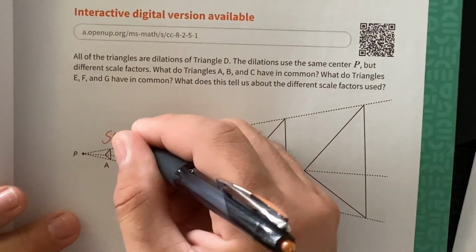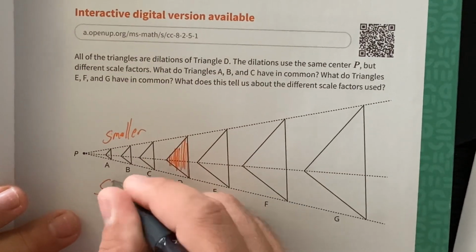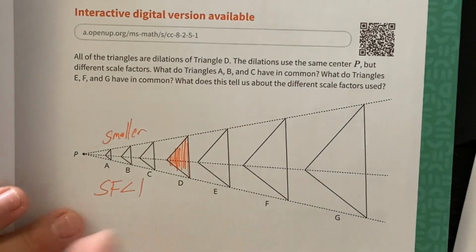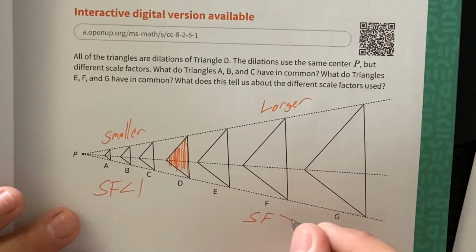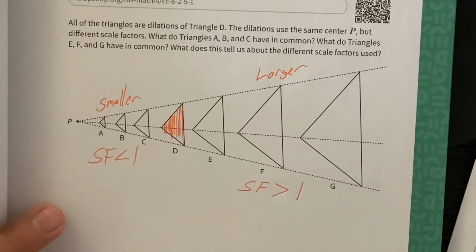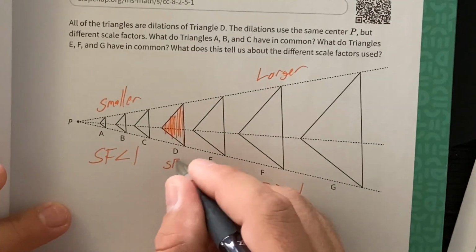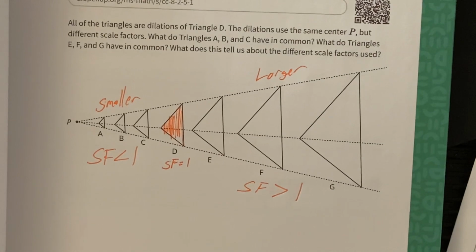So these are obviously all smaller. Scale factor less than 1. Smallest one would be A. This is the exact opposite. These are all, of course, larger. That means the scale factor is greater than 1. Here's our original, scale factor would be 1 there.